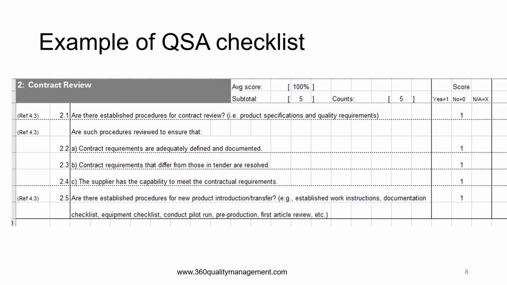A quality system audit or QSA checklist should consist of a series of questions related to the quality system elements to ensure that manufacturers meet the intended purpose of the elements, per this example here.